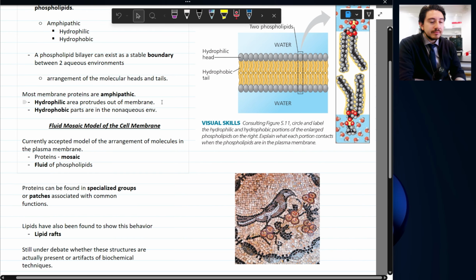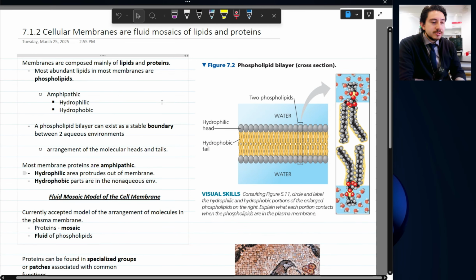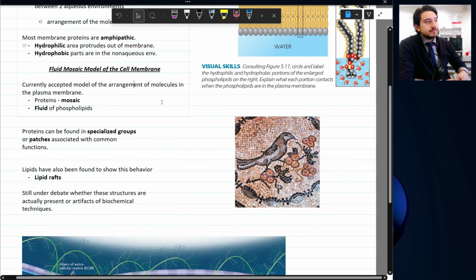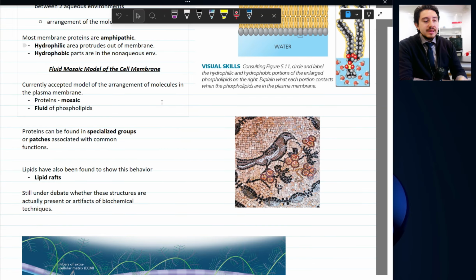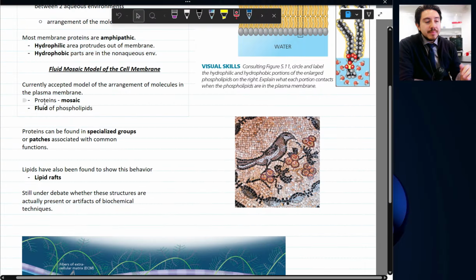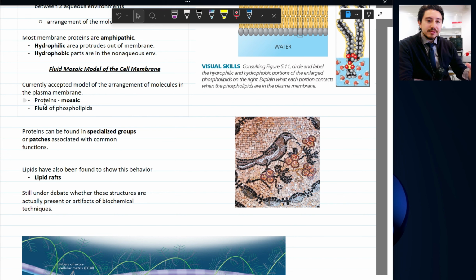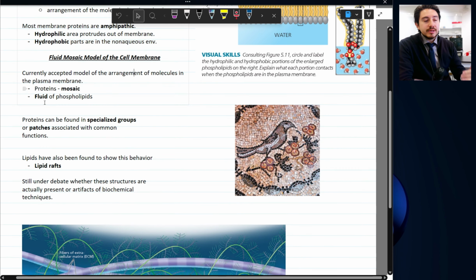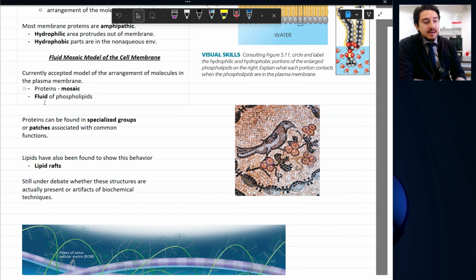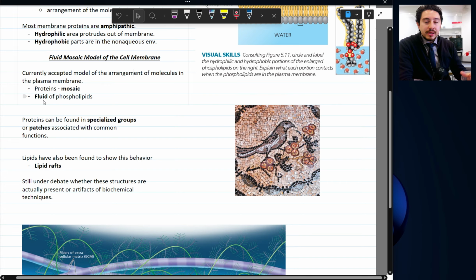Okay, so the cell membrane is described as a fluid mosaic model, okay, because of the nature in which the membrane is constructed. You have proteins that are embedded within the cell membrane, and it's referred to as the mosaic of this model. Okay, this is the currently accepted model that scientists use and on which all the molecules are arranged. And these proteins, they're floating in a sea or in a fluid of phospholipids. And it's a very, very dynamic structure.